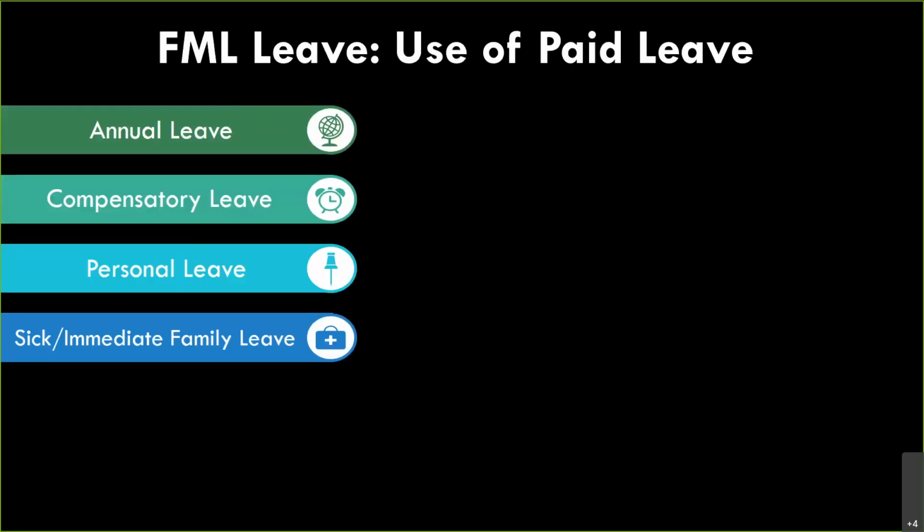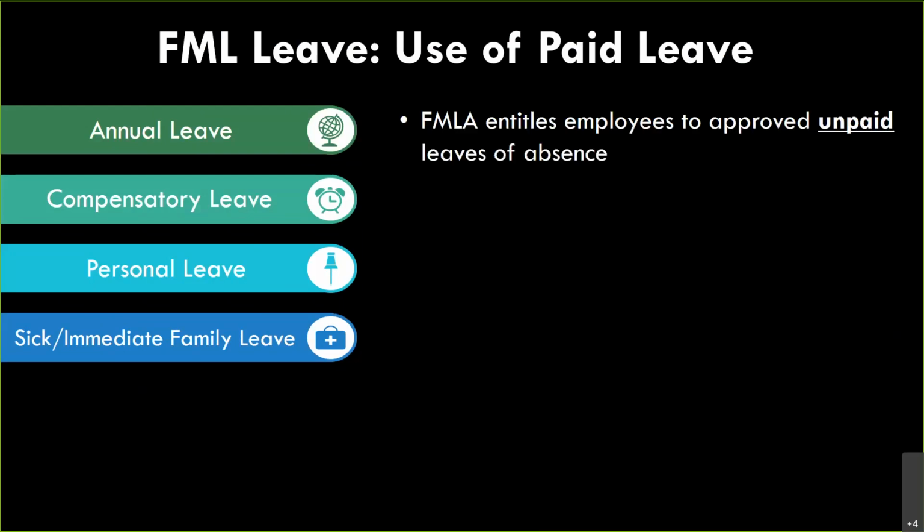Okay, so FML leave is the use of paid leave. This is where we start talking about the right hand. It's nice that my job and my benefits are protected, which is that left hand, but how can I stay paid while all of that is going on? So here at the university, most people are aware we have annual leave, comp leave, personal leave, and sick and immediate family leave. Now, on the faculty side, I know depending on whether you're 9 month or 12 month, everybody doesn't earn annual leave and or comp leave, if you're exempt versus non-exempt. But these are 4 of the paid uses that we have here at the University of Maryland.